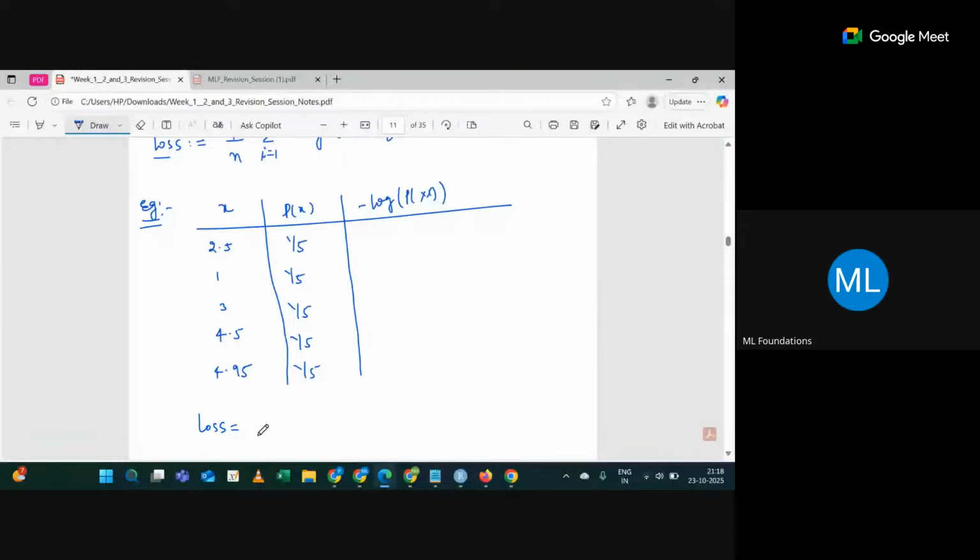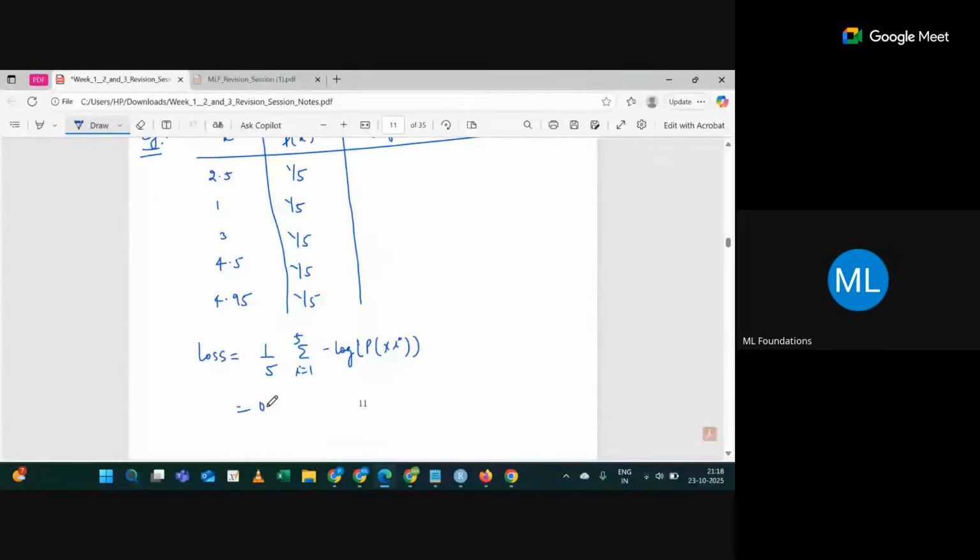Basically, it will be 1 upon 5, sum of i equal to 1 to 5, minus log. You have to take the minus log of each P of x. Can you tell me the final answer, anyone? Sir, log 5. Is it 0.69? Yes, sir, 0.69. Okay, 0.69. Great.